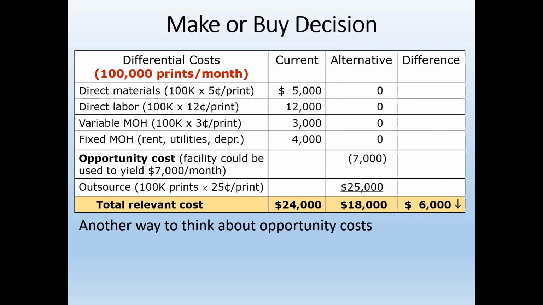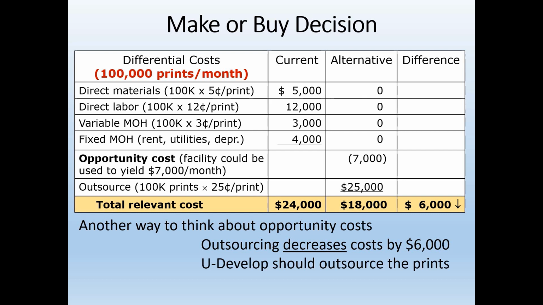So the difference between making the prints in-house and outsourcing them is $6,000, exactly what we found before, that outsourcing decreases the cost of 100,000 prints. So the firm should outsource the prints, subject to qualitative considerations.